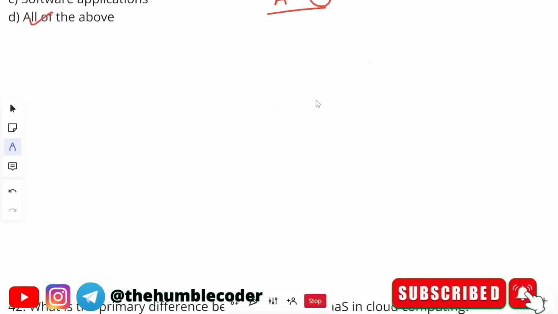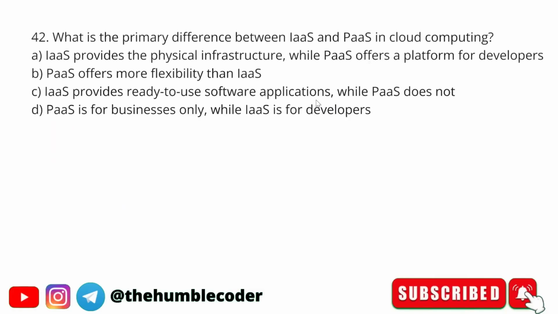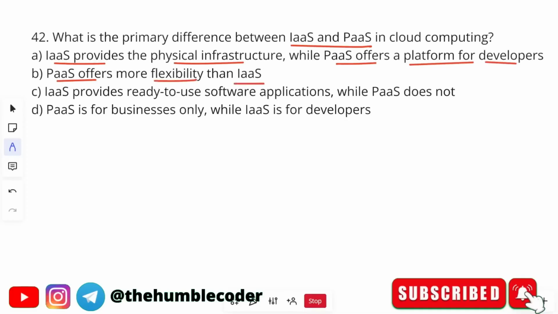Moving on to the next question now. What is the primary difference between IaaS and PaaS in cloud computing? Okay, we have to tell the difference between them. Let's see the options. IaaS provides physical infrastructure, while PaaS offers a platform for developers. Next option that we have. PaaS offers more flexibility than IaaS. IaaS provides ready-to-use software applications, while PaaS does not. PaaS is for business only, while IaaS is for developers.